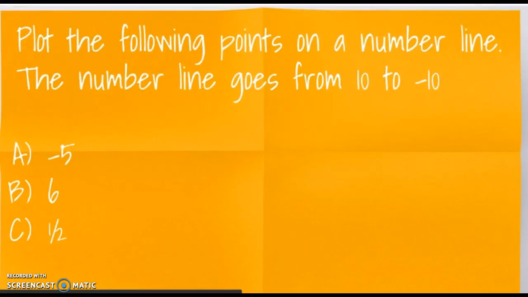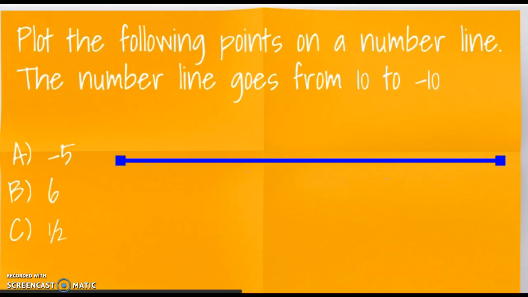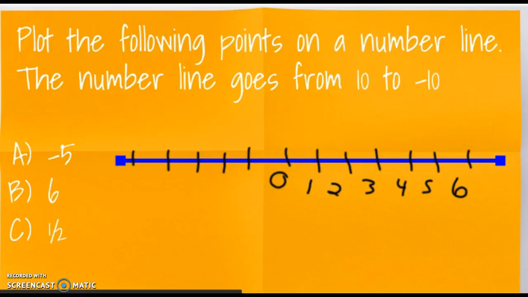All right, our second one says put the following points on a number line. So we're going to go ahead and draw ourselves a number line here. All right, we got to put our point 0 again. So it's going to be right in the middle here. 1, 2, 3, 4. So that's going to be 6, 5, 4, 3, 2, 1, -1, -2, -3, -4, and -5.